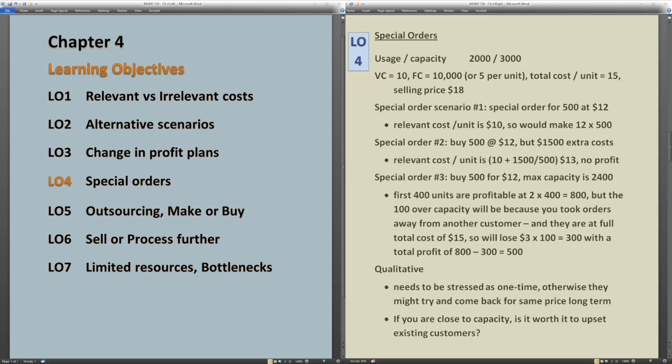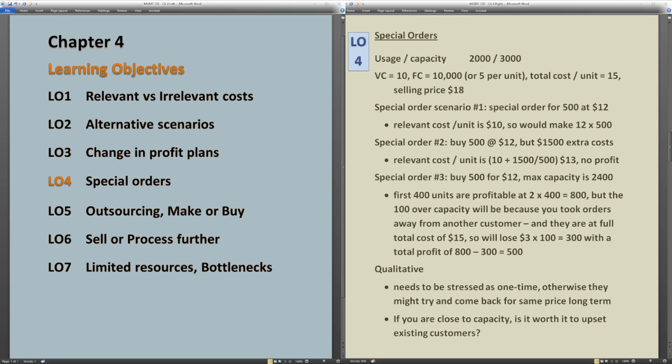Okay, well, let's add a complication. Special order number two. Someone wants to come in and buy 500 at $12, but let's say they want something special. I don't know what it would be. Let's say whatever we're making, they want a special color. Remember, this is the alternative: either we can do nothing, just continue our normal production, or the alternative is to do this special order, but there are some extra costs. Now, these costs are relevant because they wouldn't happen under the do nothing scenario. They only happen under the accept the special order scenario.